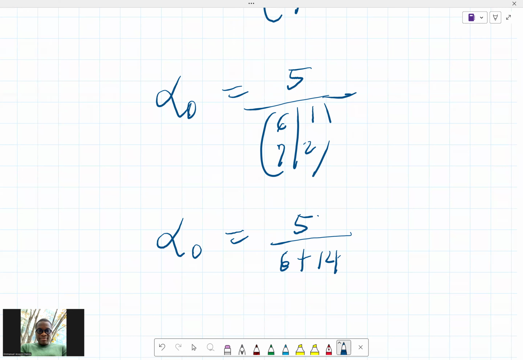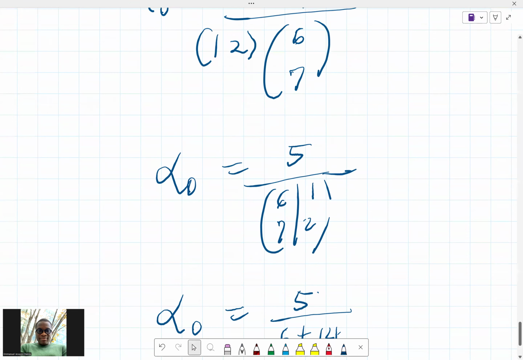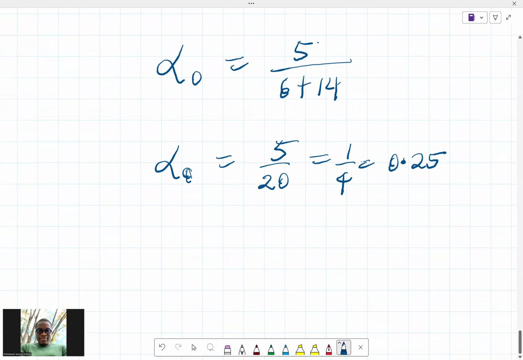So that we now have alpha naught to be 5 over 20. Interestingly, that is 6 times 1 is 6, right? 7 times 2 is 14. I believe that's correct. That is 1 over 4, or if you like, 0.25. Okay, that looks like the way to go. So that is alpha naught.